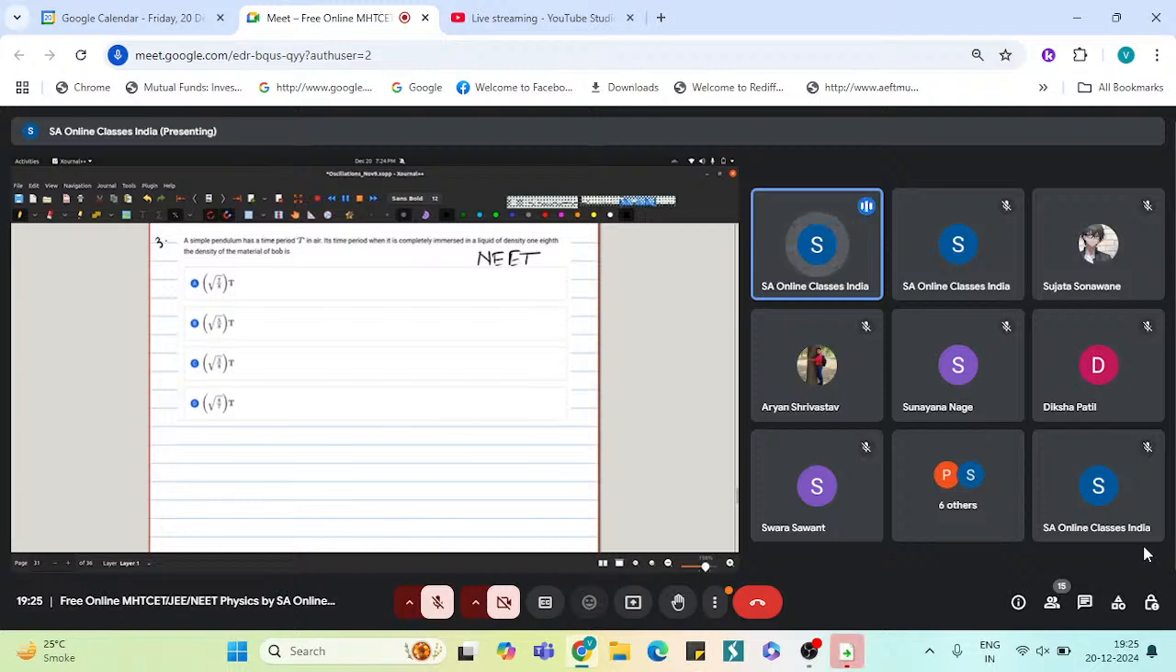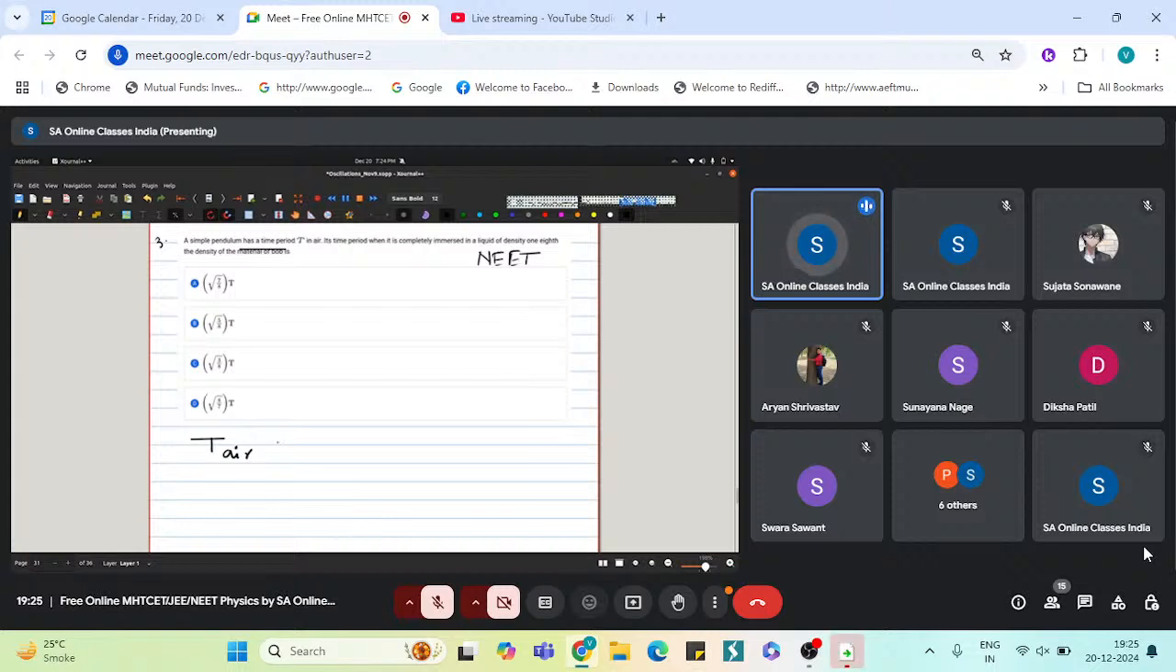This is another, a different type of question. A simple pendulum has a time period of T in air. Its time period when it's completely immersed in a liquid of density 1/8 the density of the material of the blob. I've taken this question because here also we are talking about the density of the material of the blob, and in the first question also we talked about the same thing.